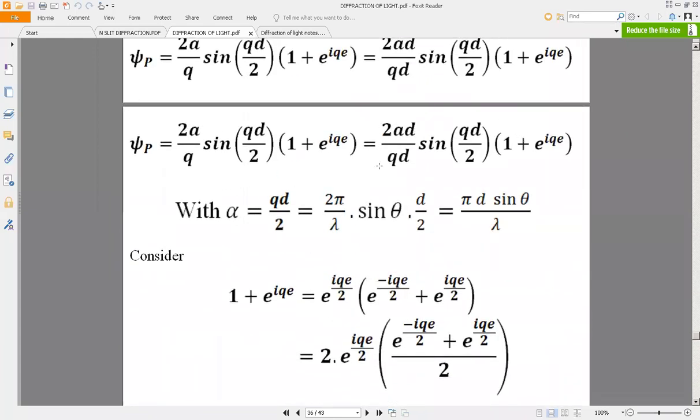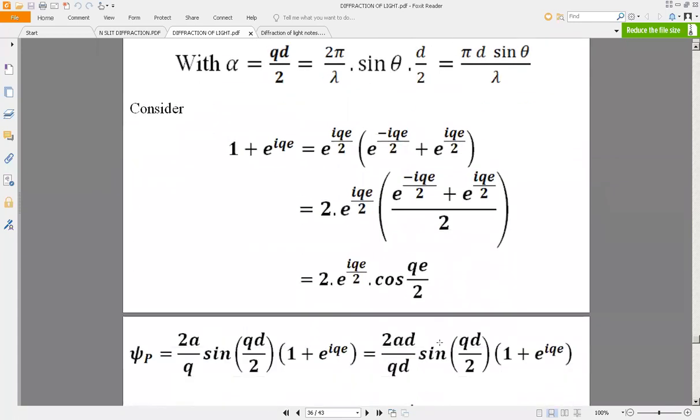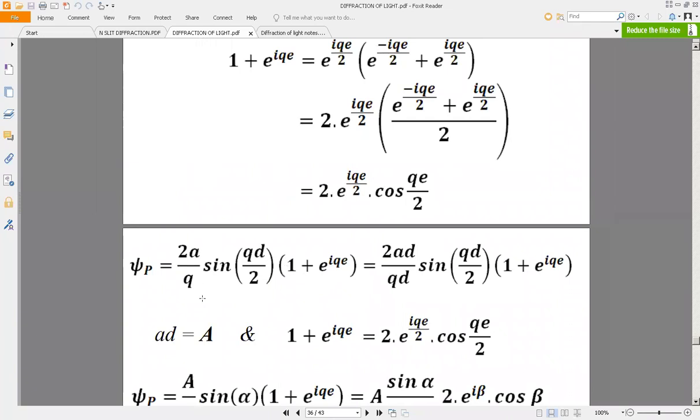I have already proved that this term is sin alpha by alpha into 1 plus e power i q e. So sin alpha by alpha is there, A sin alpha by alpha. In addition to that, we got 2 e power i beta cos beta, right? So I'm going to write that. In place of the same term, I am just reproducing the same term just to have mathematical convenience.